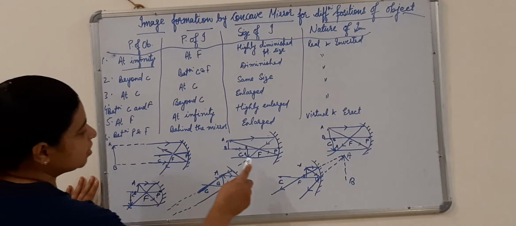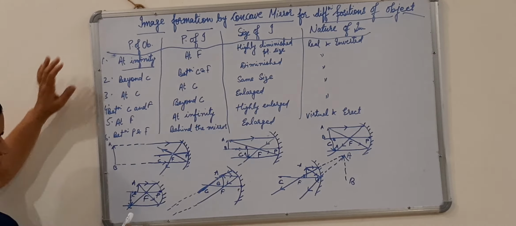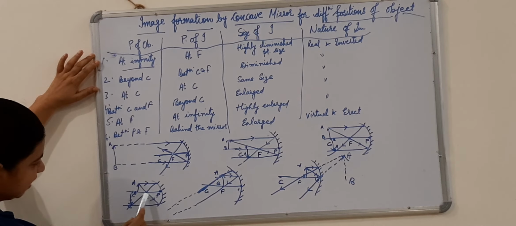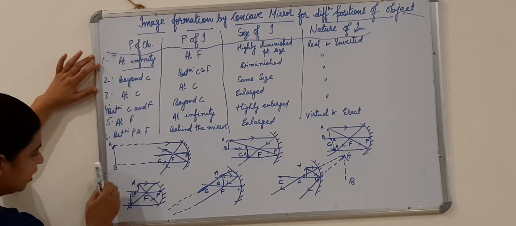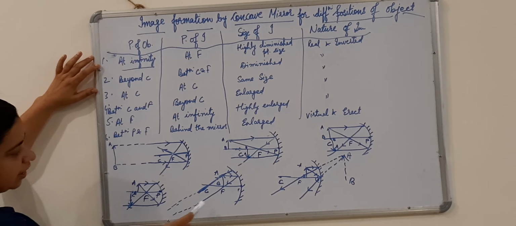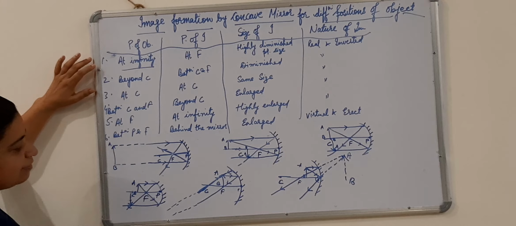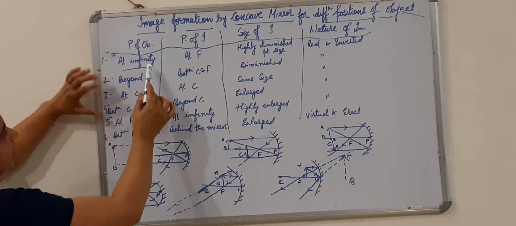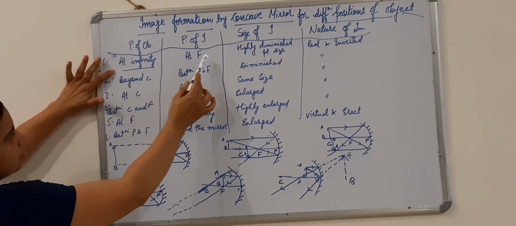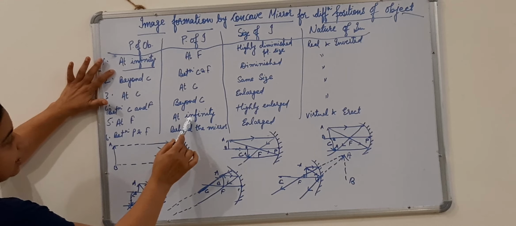Here it was diminished, now same, now it will start becoming enlarged. Now the object is between C and F. Image formed is beyond C, size enlarged, nature real and inverted. In the case when the object is at focus, the image formed is just the reverse of this. See children, at infinity position, image at focus. Here the object is at focus, image is at infinity.